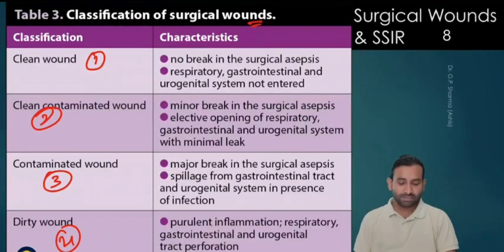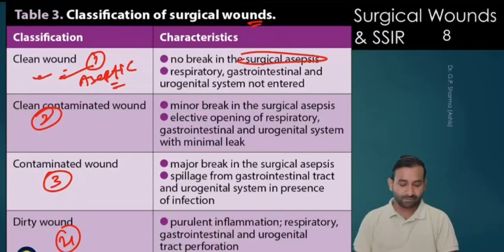So what is a clean wound? Clean wound means all the surgeries we do in aseptic conditions. All the aseptic surgeries. That means when the patient is on the OT table, we clean the skin thoroughly and then we start the surgery, right? So all of these aseptic surgeries are clean wounds, right? So there will be no break in surgical asepsis, and there will be no entry into the respiratory, gastrointestinal, and urogenital systems. That means we do not touch these systems, we are not performing these surgeries. Is that clear?